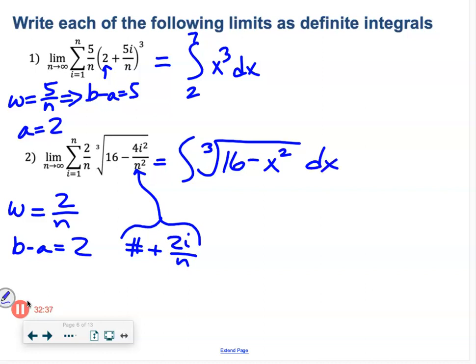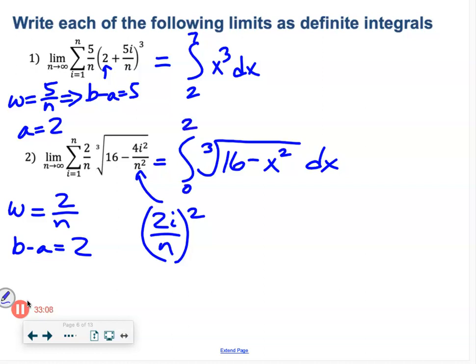So here's how we figure out our left endpoint plus width times I. We figure out that something squared equals 4i squared over n squared. So 2i over n squared gives us this. So if plugging 2i over n generates this function, then our left endpoint would have to be 0. So we are going from 0 to 2 of the cube root of 16 minus x squared dx.